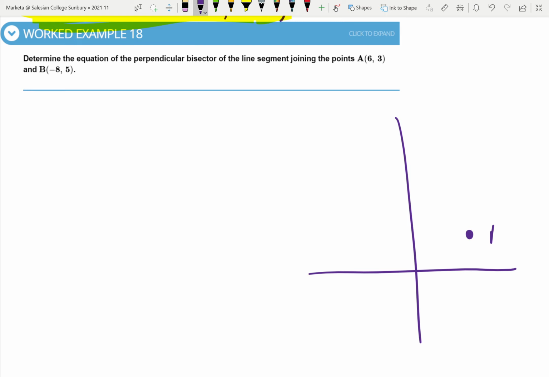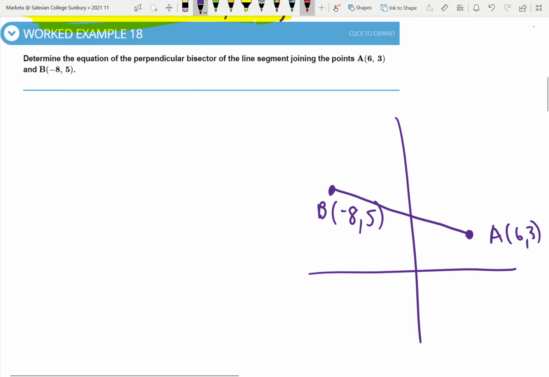So here, A 6, 3, and of course 5 is higher than 3, so we'll put it here, B -8, 5. It doesn't really matter, we don't need the picture of the line and the A and B points, but we don't want it to have a positive gradient if it's negative. Let's now see what they're talking about with a perpendicular bisector.